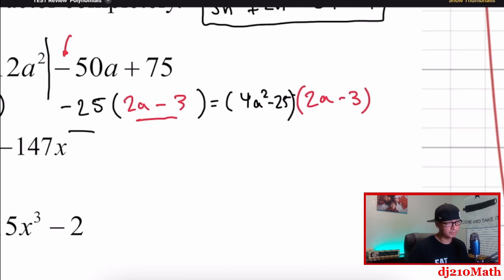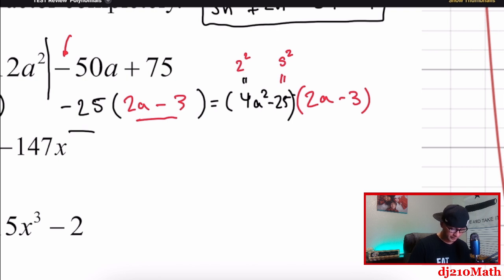4a squared is a difference of squares. You have to be able to train yourself to see this. You've got to be on the lookout for perfect squares, especially in these binomials. This is really 2 squared, and this is really 5 squared.